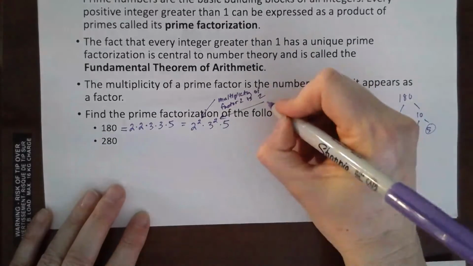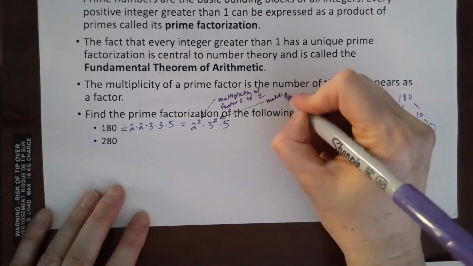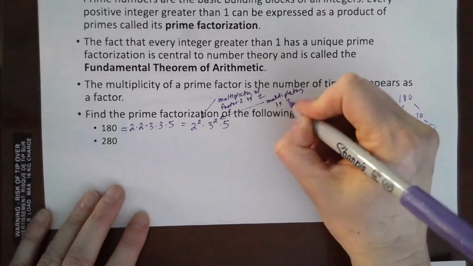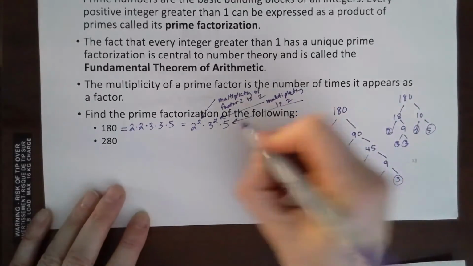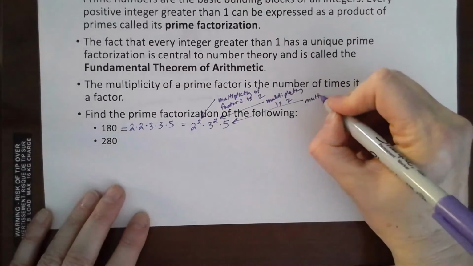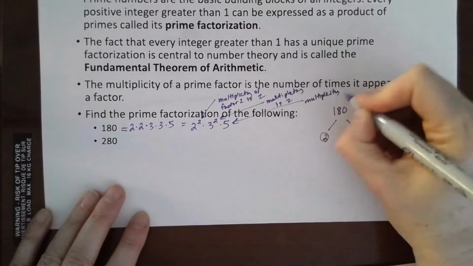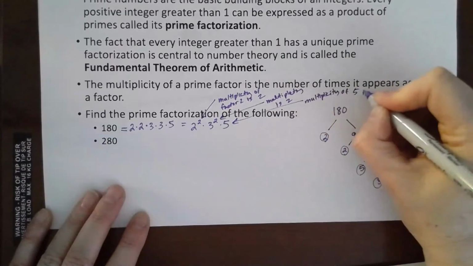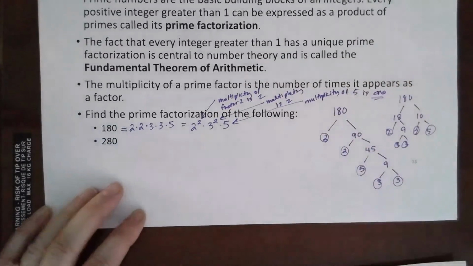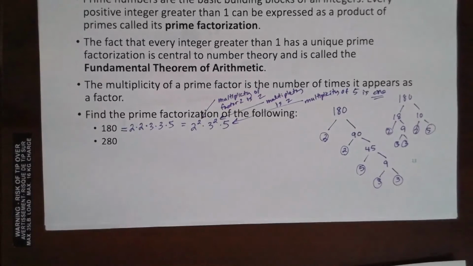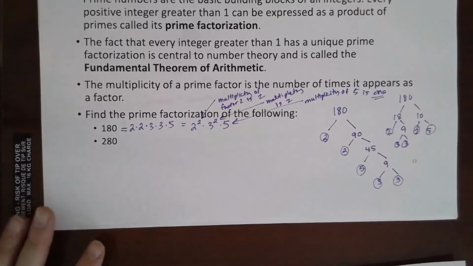Here the multiplicity is 2. And then what about the 5? What's its multiplicity? It's just 1. So if you just look at the exponents, you'll see what the multiplicity of that prime factor is. And if there isn't an exponent there, remember that's an implied 1, so it has multiplicity 1.